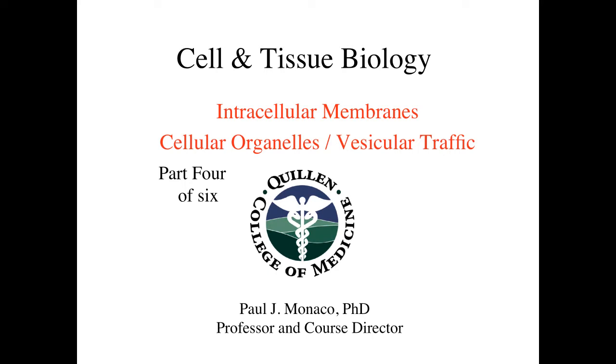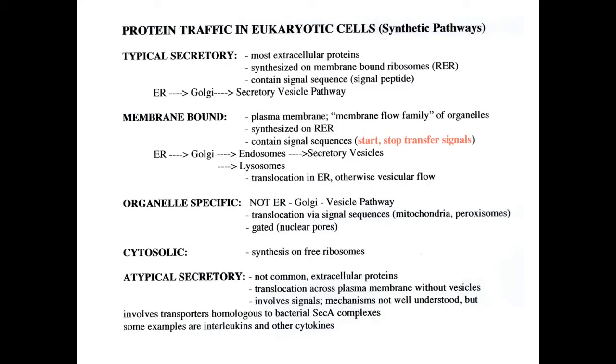Okay, we're ready to pick up again on our discussion of intracellular membranes, organelles, and vesicular traffic. Now, we didn't really talk about this last time, but it should be implied in what we were saying and what you've learned from biochemistry. If we look at protein traffic in eukaryotic cells, we can talk about typical secretory proteins, and this would be most extracellular proteins. These would be synthesized on membrane-bound ribosomes that contain the signal sequence or signal patches. This would go from ER into the Golgi through the secretory vesicle pathway.